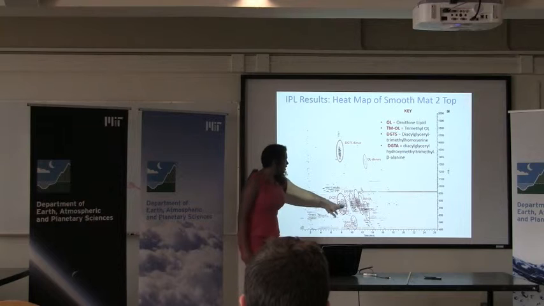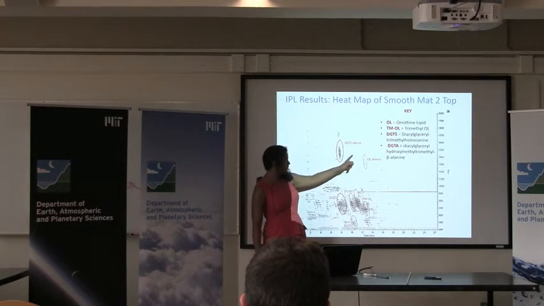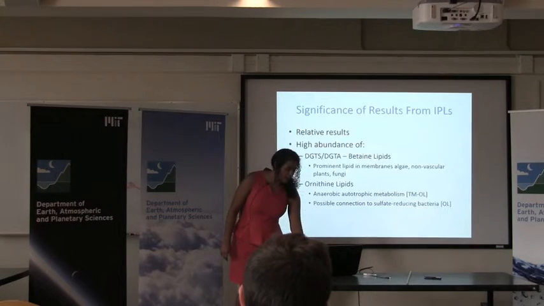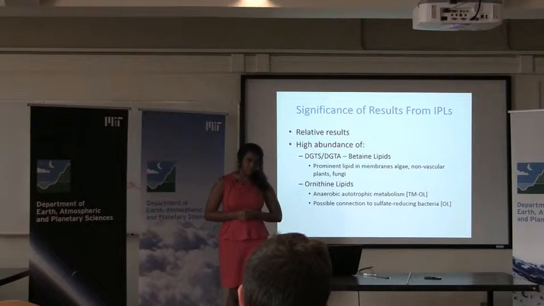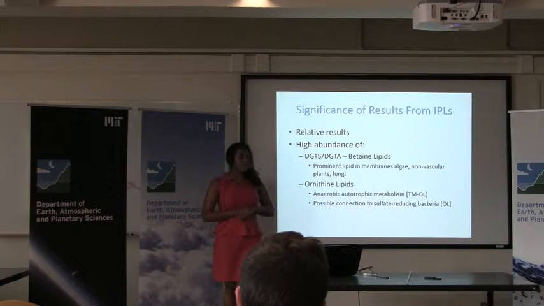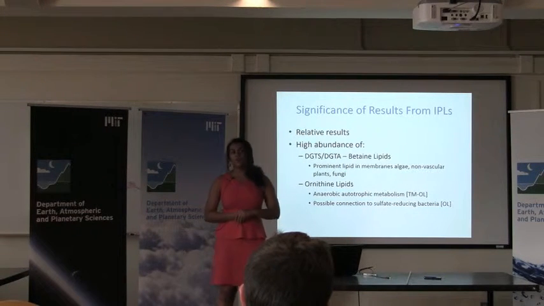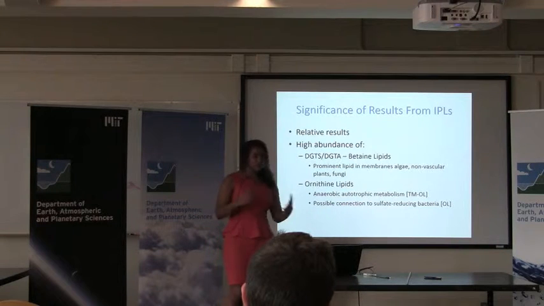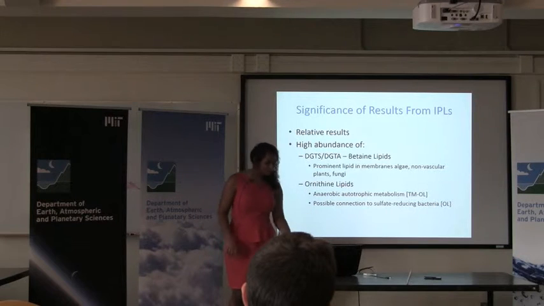So we'll look again. That's your DDTS and your DDTA. And then your ornithine lipids, your trimethyl ornithine lipid, as well as your ornithine lipids. And those ones actually signify slightly different things. Your TMOL, trimethyl ornithine lipid, that's for your anaerobic autotrophic metabolism, those types of organisms. And then ornithine lipids, they have this possible connection to sulfate-reducing bacteria. I say possible because only in the last couple of years has that been really talked about a lot more, and there have been a couple papers that have agreed on it, but the last one was in 2013, so who knows what could happen.